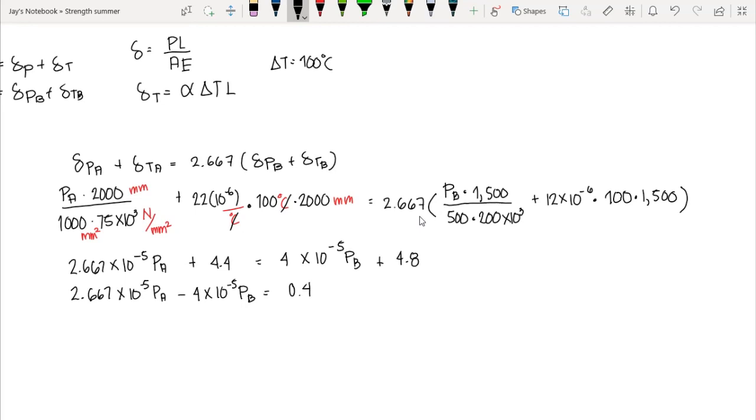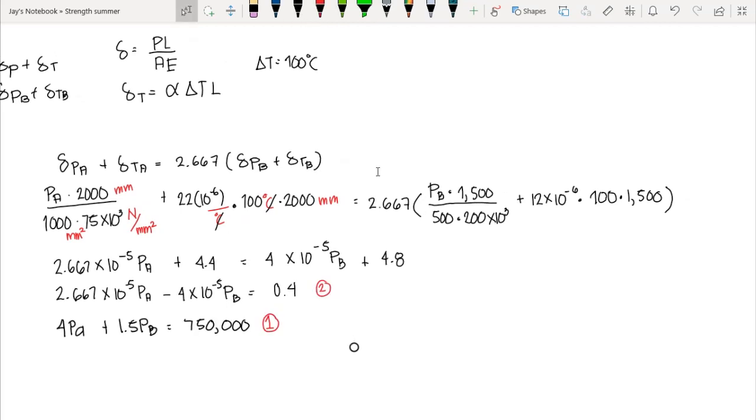Okay? And this one is our equation number 2. Since we have already completed the required number of equations, equation number 1 and equation number 2, we can now perform simultaneous equations to determine the values of PA and PB. Okay? So you can use the elimination method or the substitution method. But I'm gonna teach you to use your calculator.